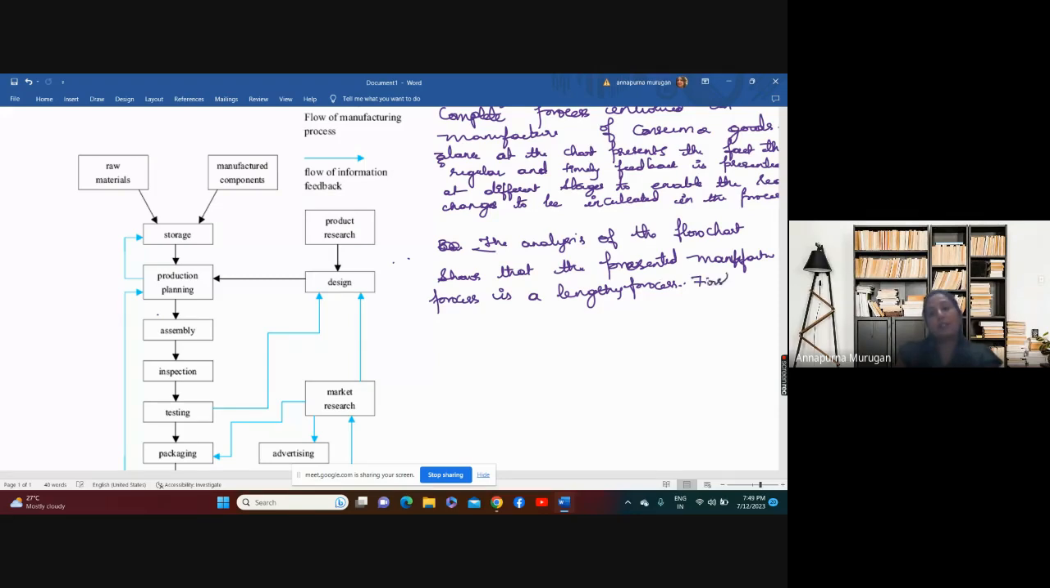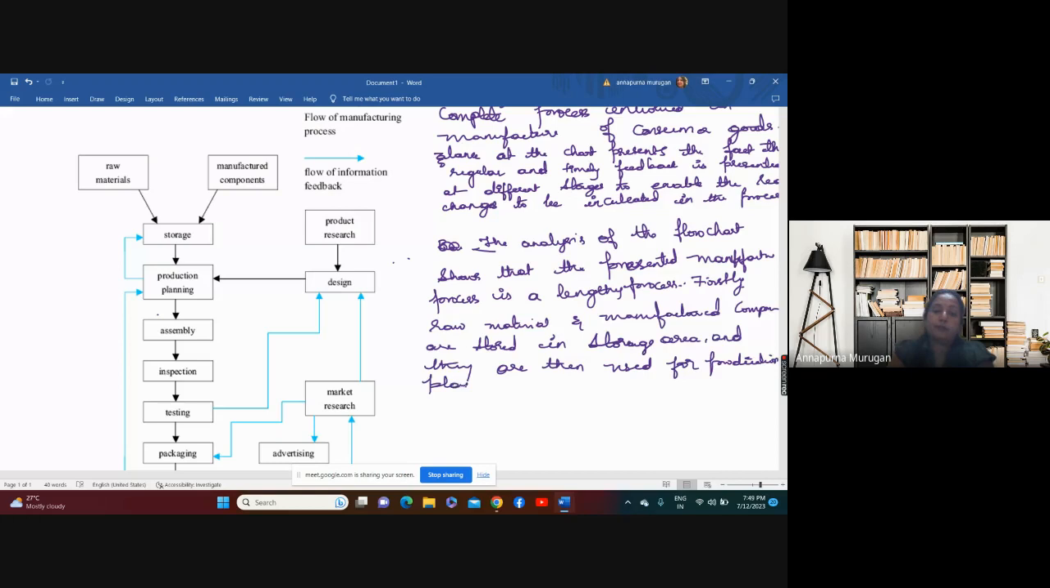Firstly, you can use these words. Firstly, raw materials and manufactured components are stored in the storage area, and then extracted, and they are then used for production planning.